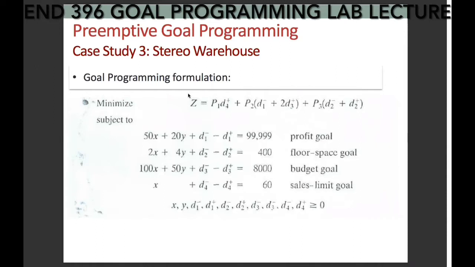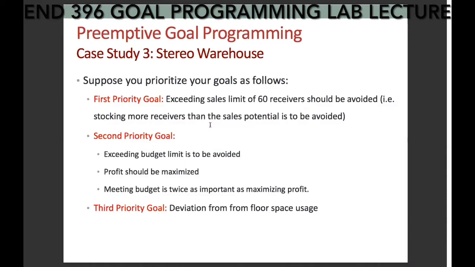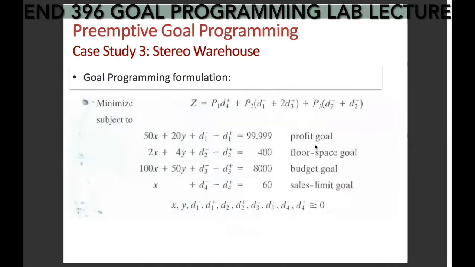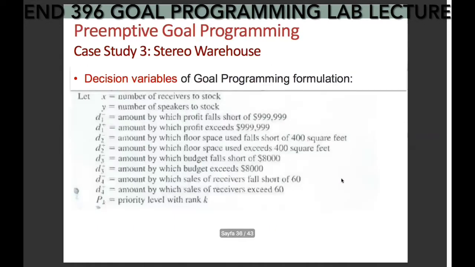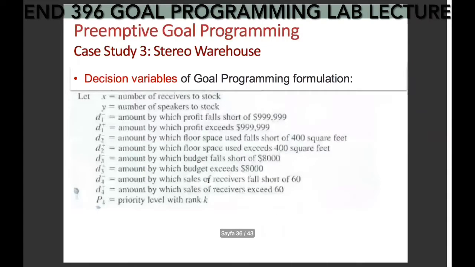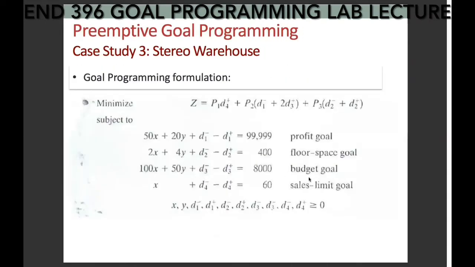The second priority goal states that meeting budget is twice as important as maximizing profit. So we should express budget and profit as mathematical expressions, and we should use the corresponding deviation variables in order to transform these expressions to constraints to be included in the goal programming formulation. For the budget goal, what are the deviation variables? D3 minus and D3 plus. This is the corresponding expression.